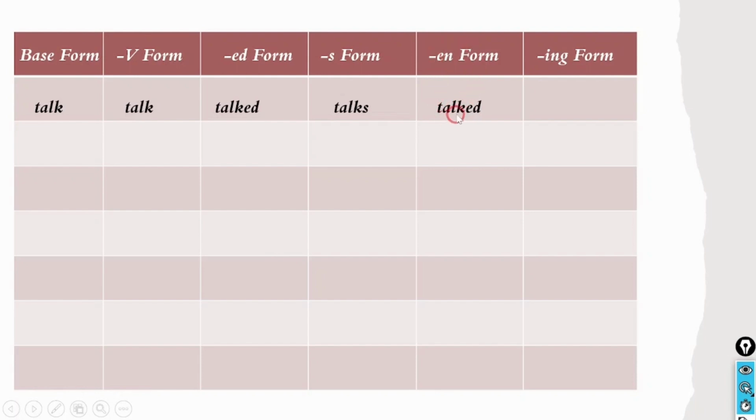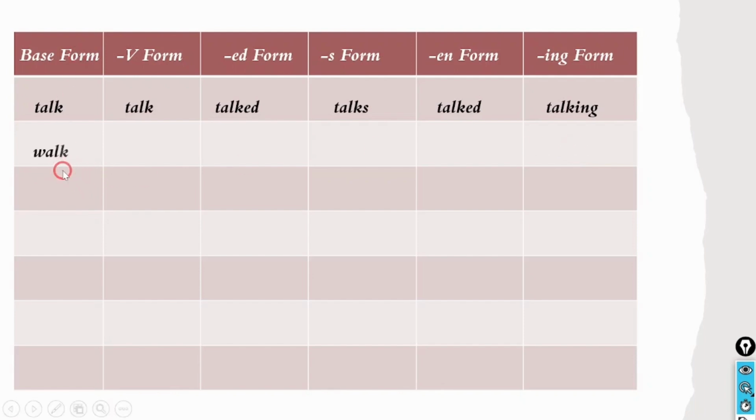Then, for the en form, we cannot add en here to the word talk. This one remains talked. We don't add it like "token." It will not work like that. So under the en form, it should just be talked. Then ing: if we add ing to the base form, it will be talking. Now this one indicates the event or the action that is happening right now.